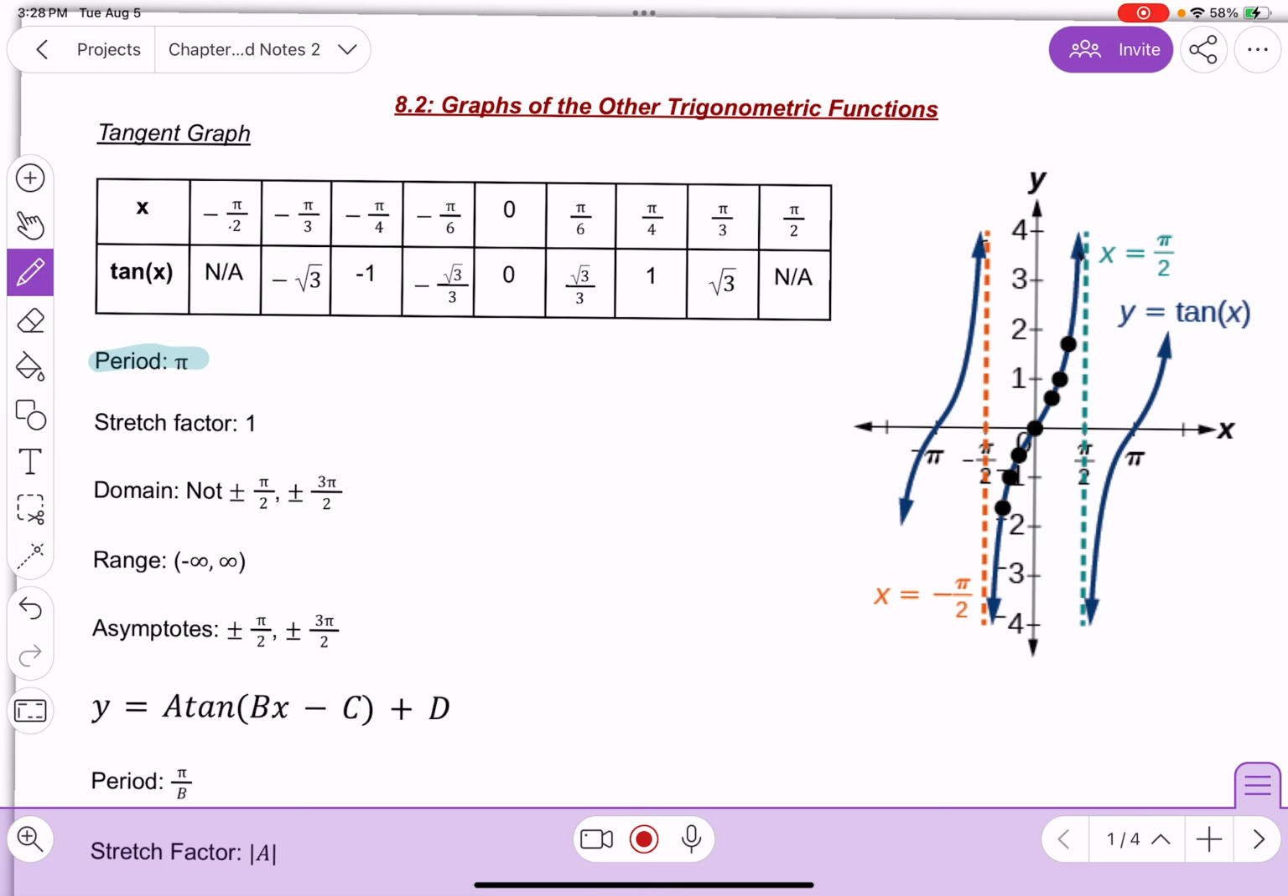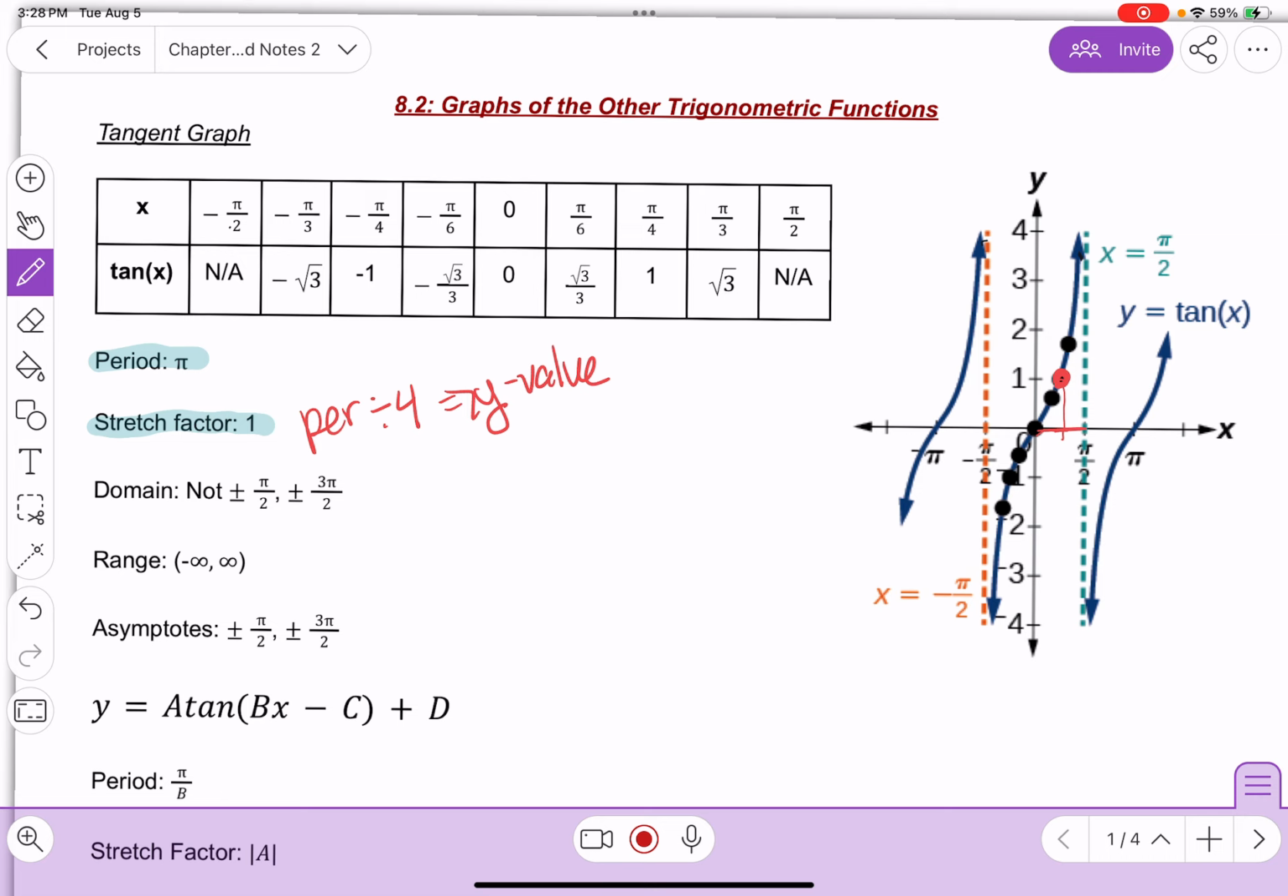And because it goes up forever, it has a stretch factor instead of an amplitude. And what we do with that stretch factor is we take the period, we divide it by 4, and that gives us a y value, which I'll show you what that means on the graph. But that's essentially this point. So the stretch factor is 1. It's halfway between a quarter of that period.